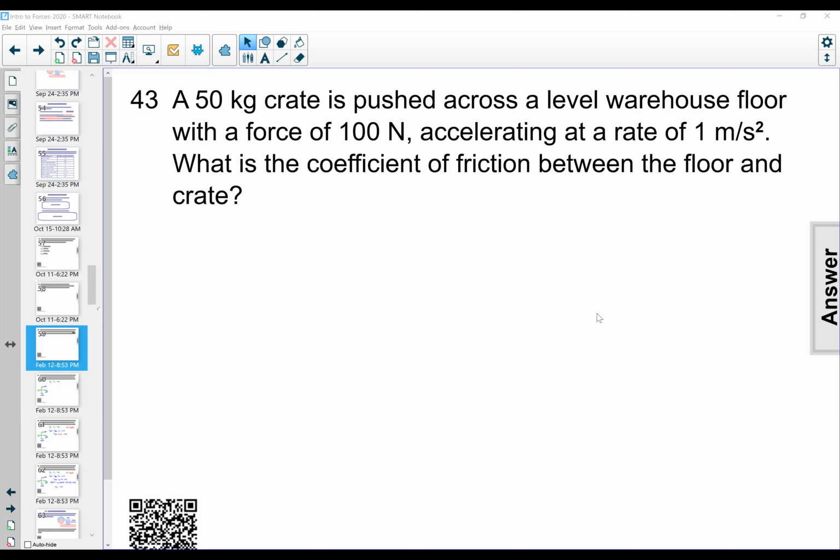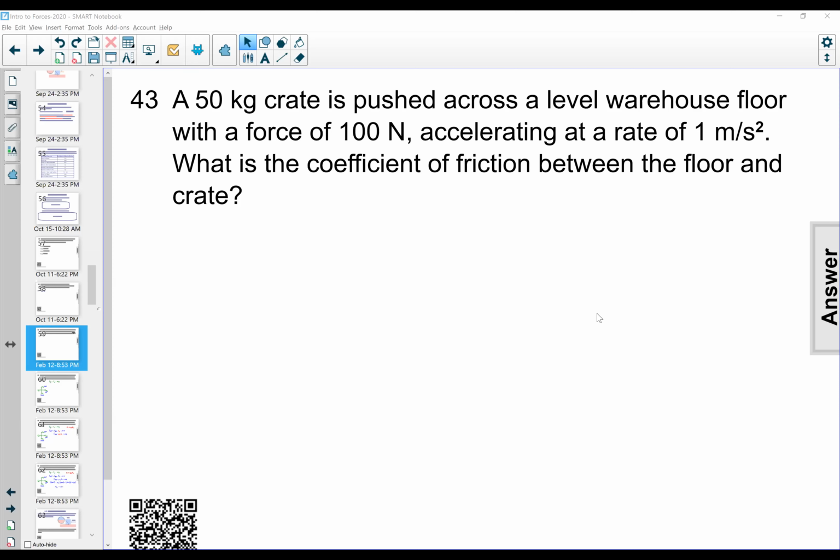So that whole shortcut tangent thing doesn't work, one, because it's not on an angle. And two, there's an acceleration. So that whole tangent shortcut is a very limited thing. It can only help you when it's on an angle and when it's at constant velocity. But this one doesn't have either of those conditions.